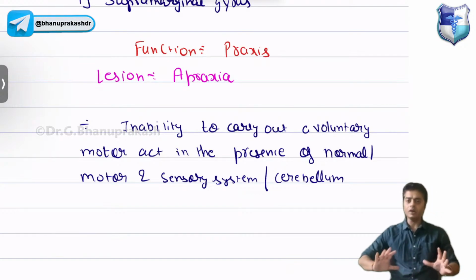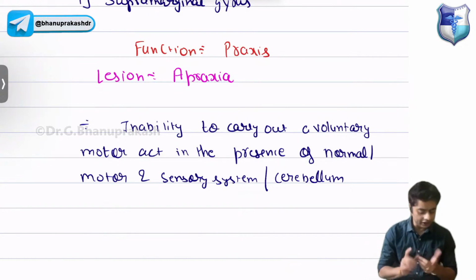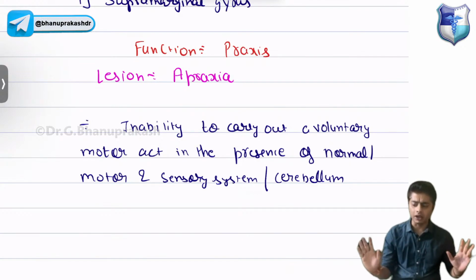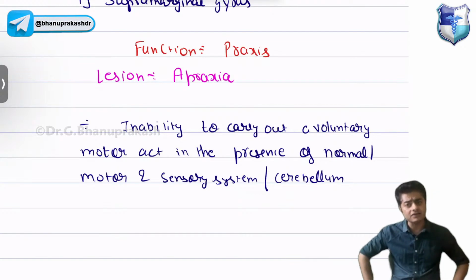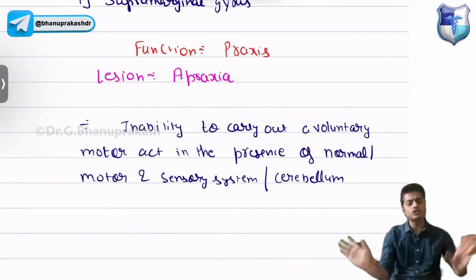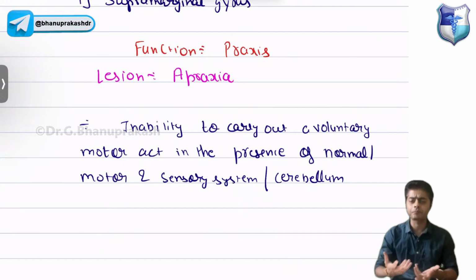Now, suppose I am fully okay. My UMN pathway, LMN pathway, everything is intact. No weakness in my body. But when I am unbuttoning my shirt, I am finding difficulty in this task. I can take this pencil, this is okay, everything is okay. But when I am undressing myself, whenever I am unbuttoning my shirt, only this part is affected.